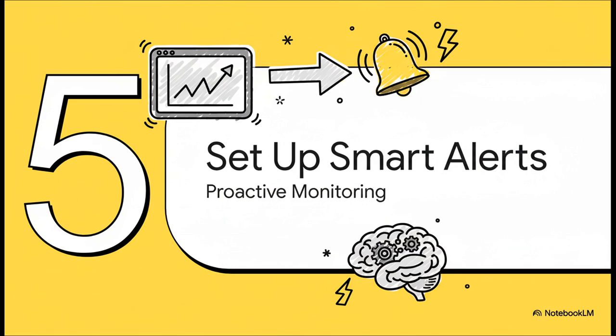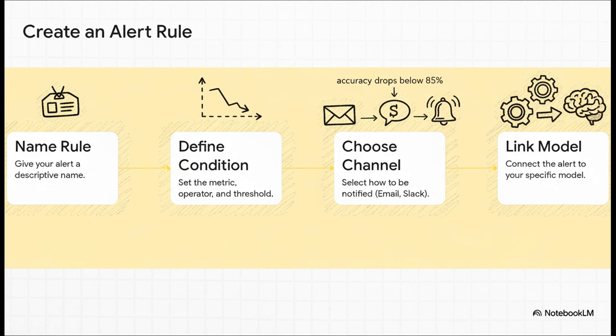Now, looking at dashboards is great, but let's be real, you can't just stare at a screen all day. Real monitoring is about the system telling you when something needs your attention. It's about being proactive. And setting up an alert is, again, super easy. It's a simple 4-step process. You just give it a name, define the rule like, hey, send me a Slack message if accuracy ever drops below 85%. Pick how you want to be notified and link it to your model.